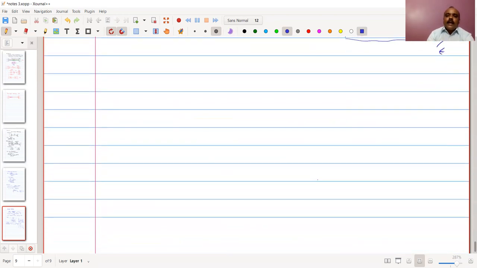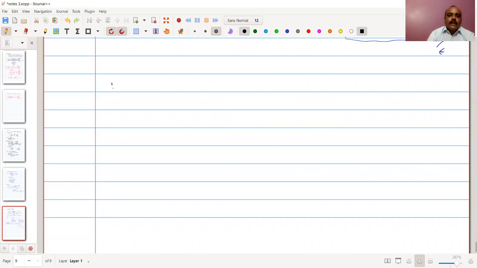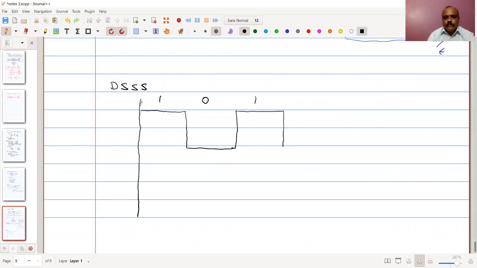Now there is another kind of technique which is called direct sequence spread spectrum. Let's take one illustration. We have our binary data which is given in the NRZ format. 0 is given as minus V volts and 1 is given as plus V. This is my 1, this is 0 and this is 1.